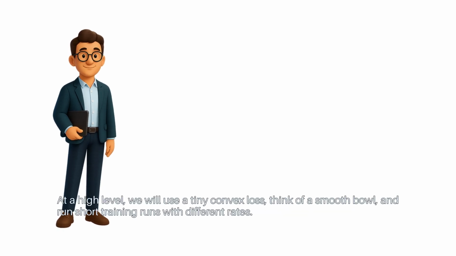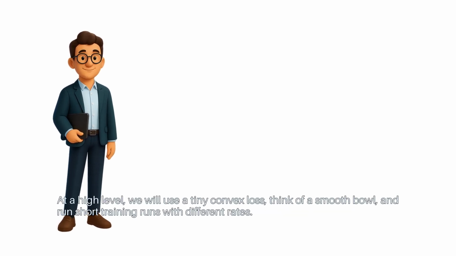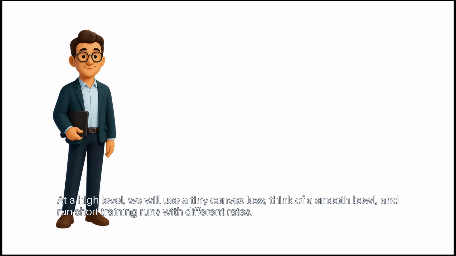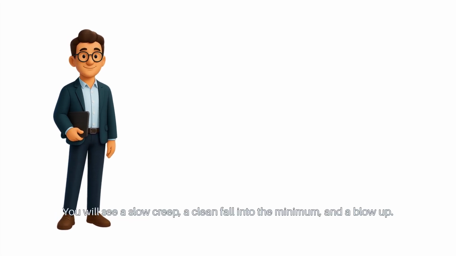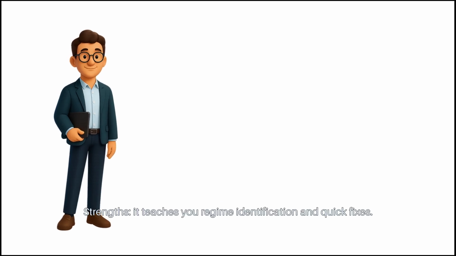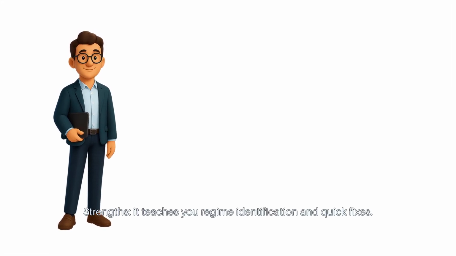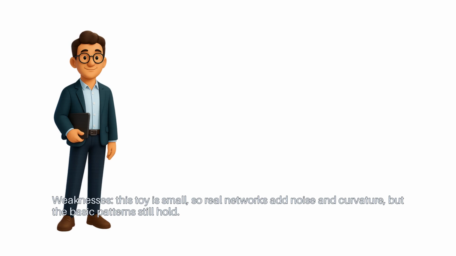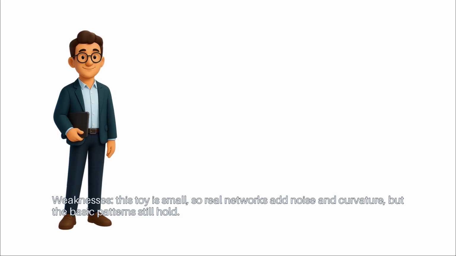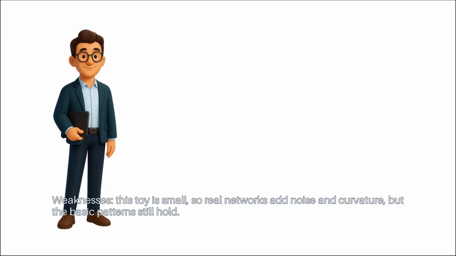At a high level, we will use a tiny convex loss, think of a smooth bowl, and run short training runs with different rates. The goal is visual and diagnostic. You will see a slow creep, a clean fall into the minimum, and a blow-up. Strengths: it teaches you regime identification and quick fixes. Weaknesses: this toy is small, so real networks add noise and curvature, but the basic patterns still hold.